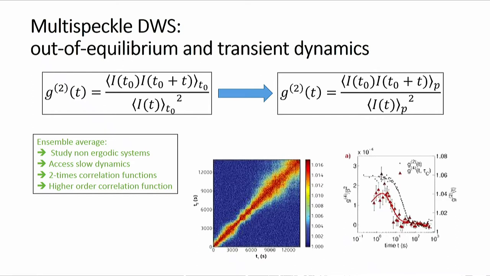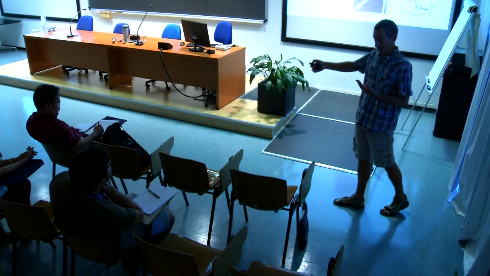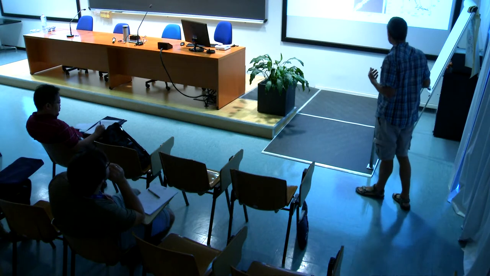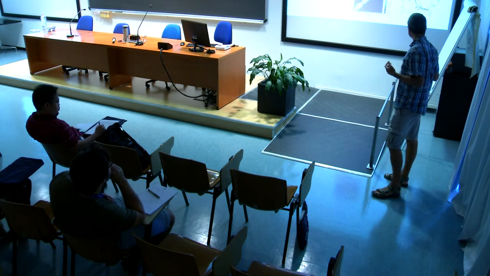First of all, non-ergodic systems, then slow dynamics. If I have a system that is relaxing in one day, in this approach, I need some days in order to get the correlation function with the proper statistics. Which is maybe not ideal. Whereas in this case, with a single couple of images, probably I can get enough statistics. I can also calculate the two-times correlation function, which is something more subtle than this.